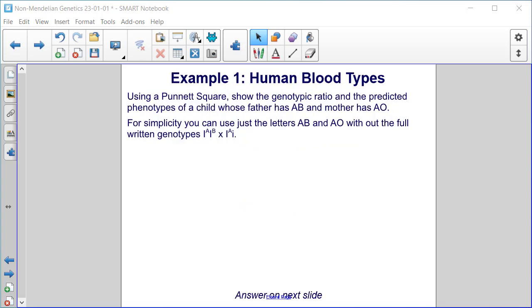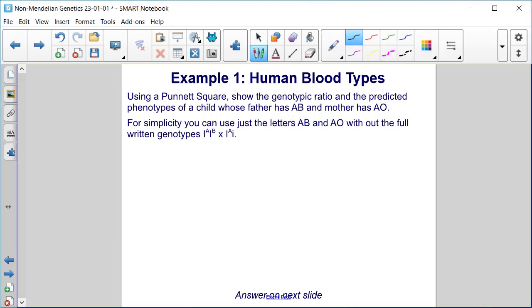Example 1, human blood types. Use a Punnett square to show the genotypic ratio and the predicted phenotypes of a child whose father has AB blood type and whose mother has AO. For simplicity, you can use just the letters A, B, and O without the full written genotypes, I^A and I^B crossed with I^A and the recessive lowercase i for O. Let's take a look on the next slide at the Punnett square.